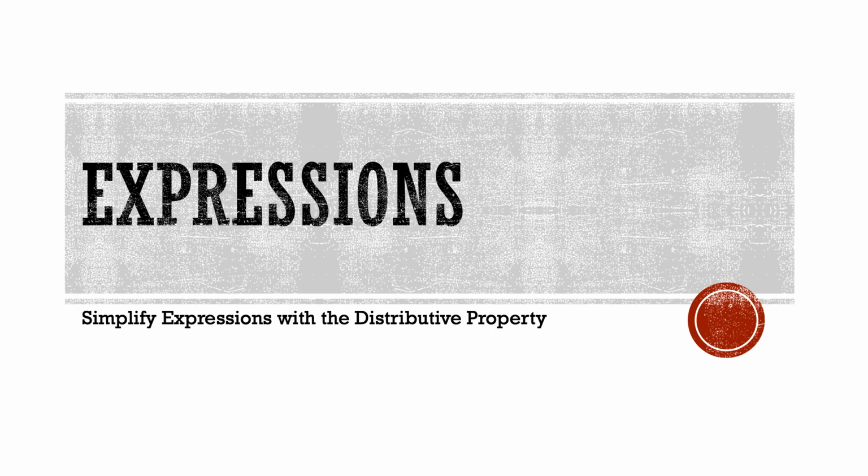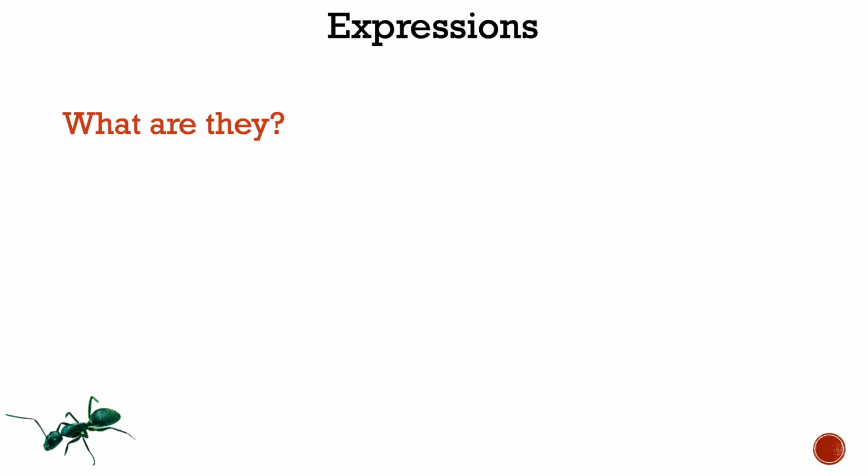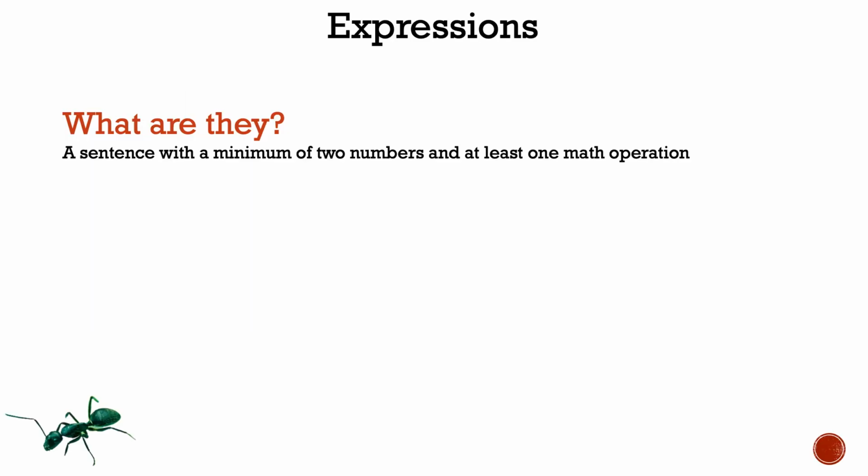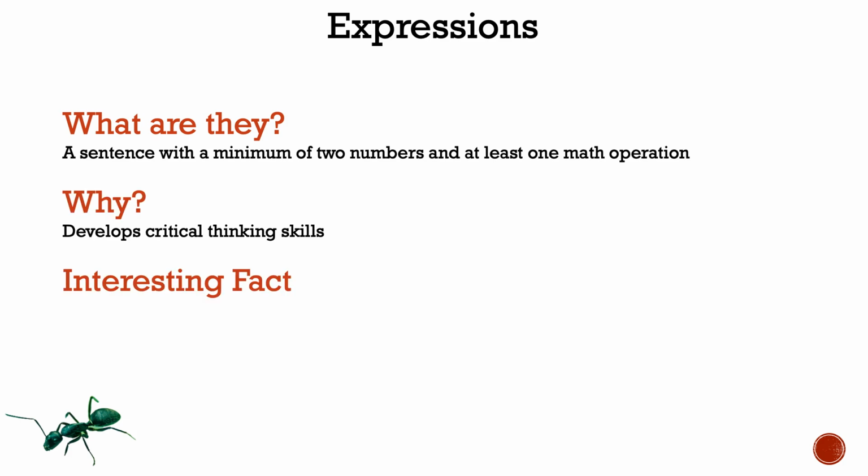Expressions. Simplify expressions with a distributive property. What are they? Sentence with a minimum of 2 numbers and at least 1 math operation. Why? Develops critical thinking skills.